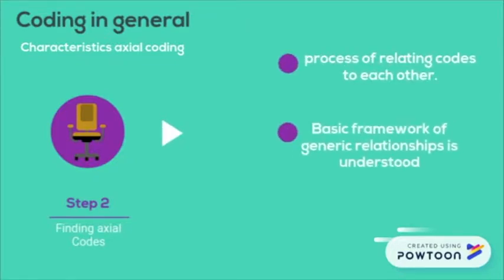Axial coding is the process of relating codes to each other. The basic framework of generic relationships is understood to include categories related to 1. The phenomenon under study, 2. The conditions related to the phenomenon, 3. The actions and interactional strategies directed at managing or handling the phenomenon, and 4. The consequences of actions and interactions related to the phenomenon.